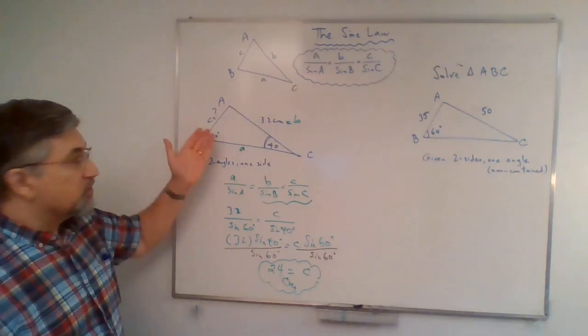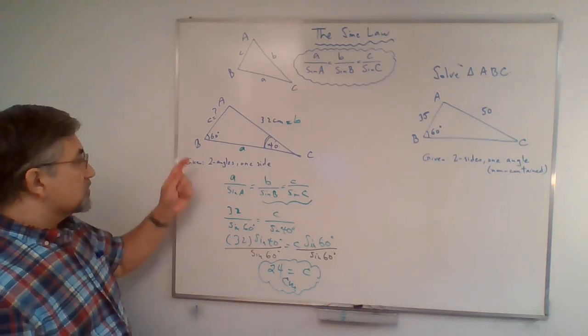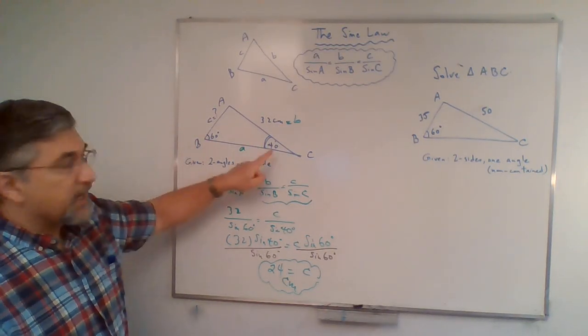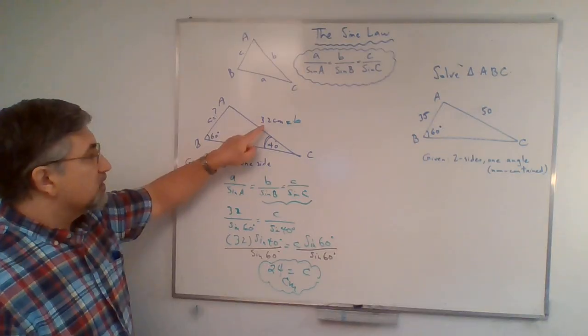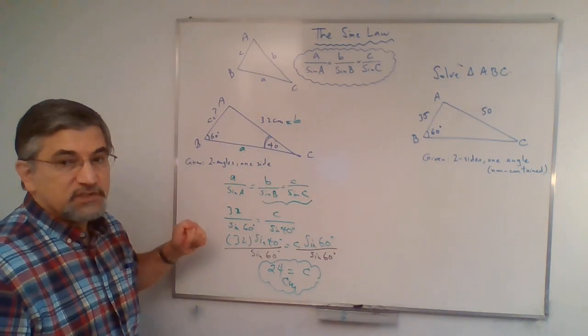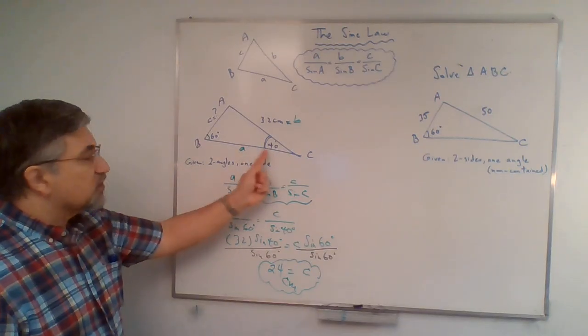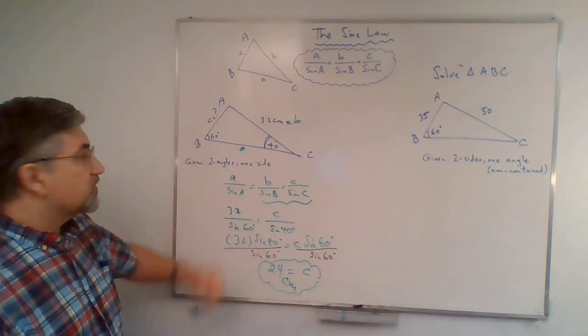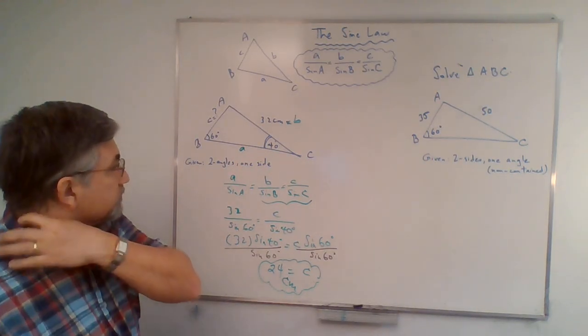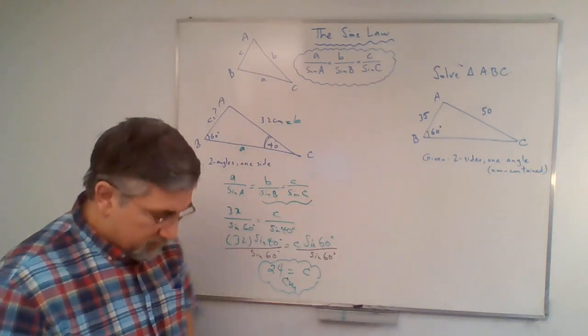How did we do this? We used the sine law. So what was given here? Two angles were given, and one non-contained side was given. When I say non-contained side, it means that it's not side a given, okay? All right, so we have another example here.